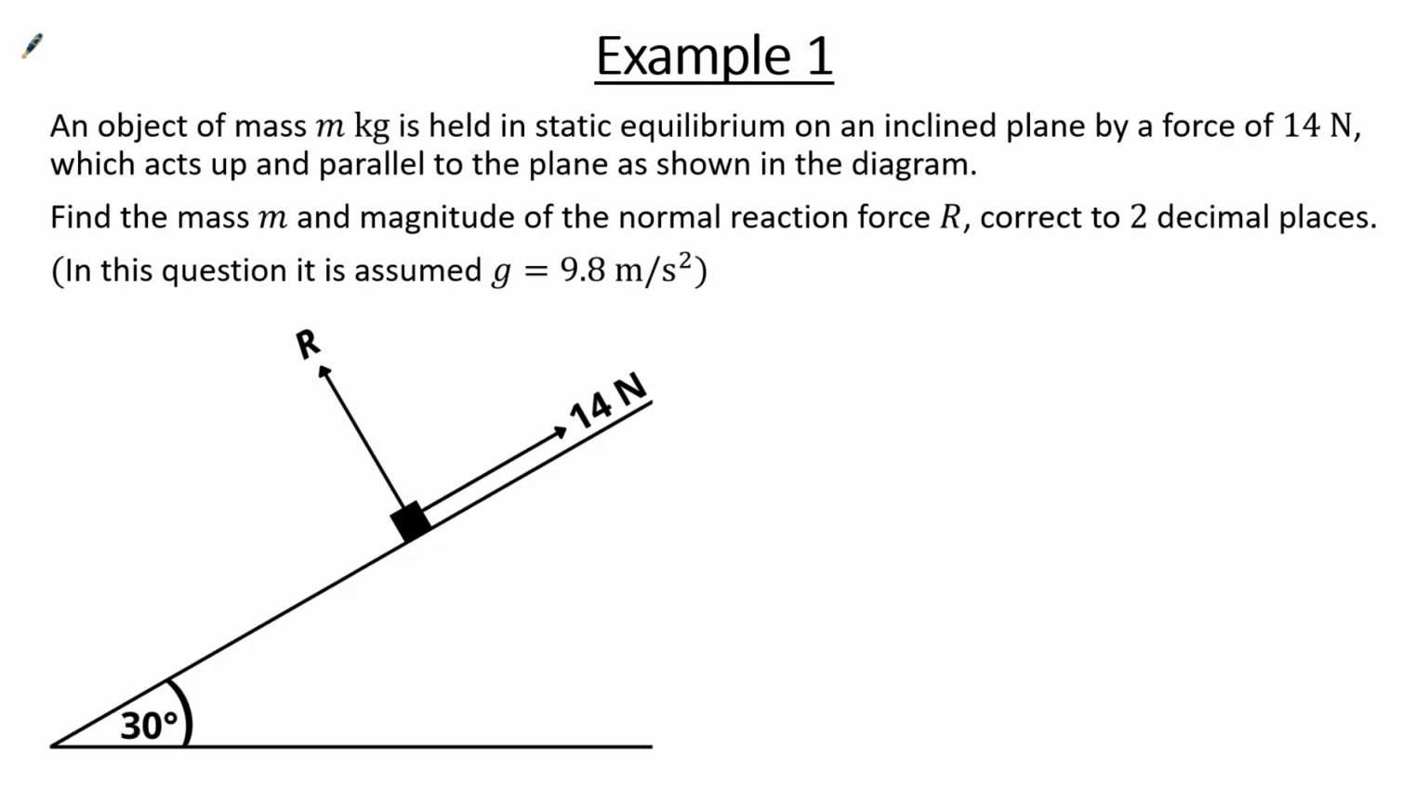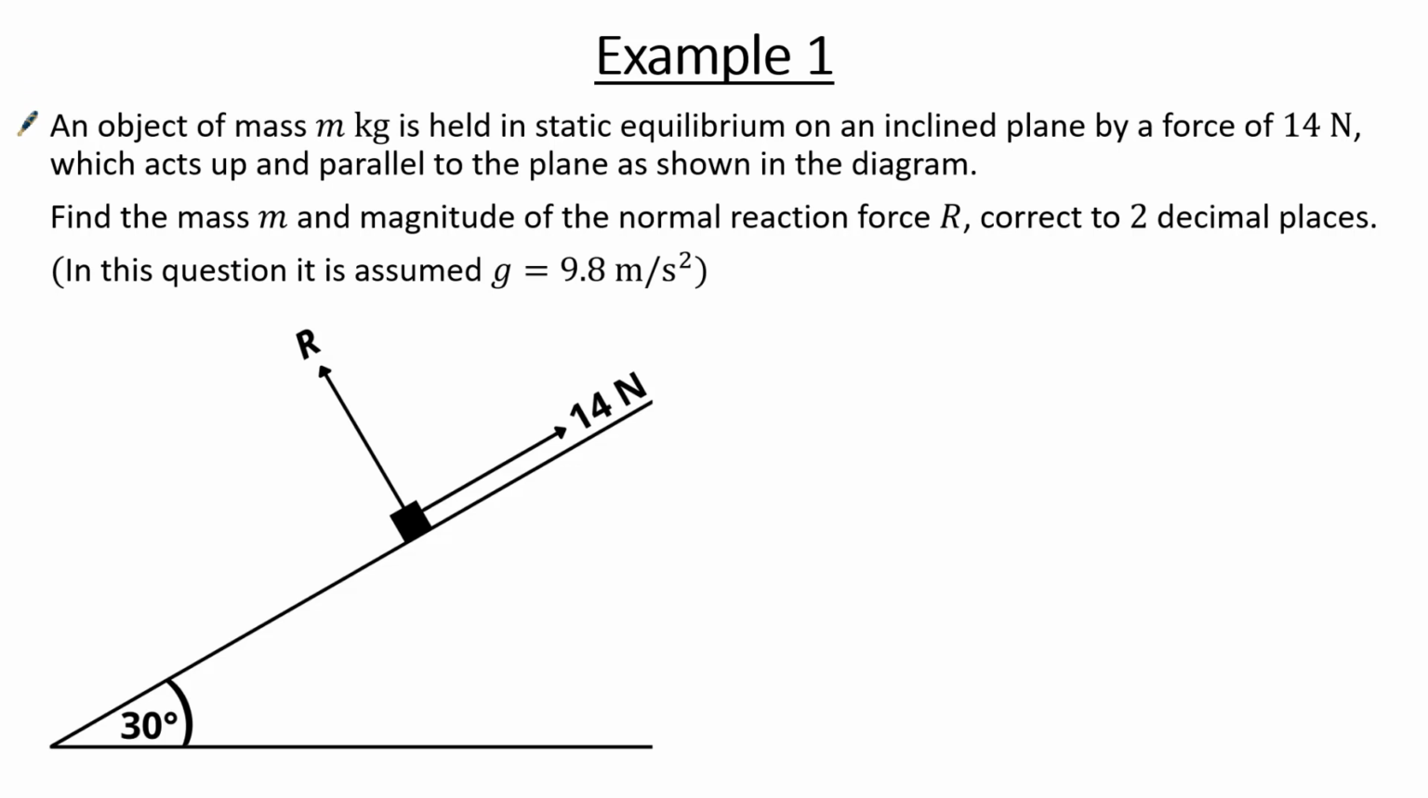Hello, and welcome to this tutorial on equilibrium of a particle. In all the examples in this video, the particle or object is in equilibrium, and therefore the resultant force must equal 0. Here is example 1.